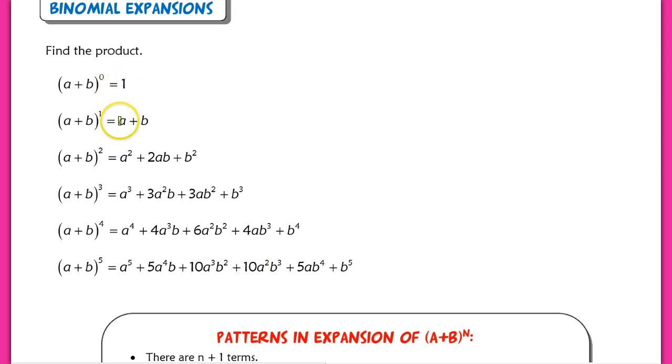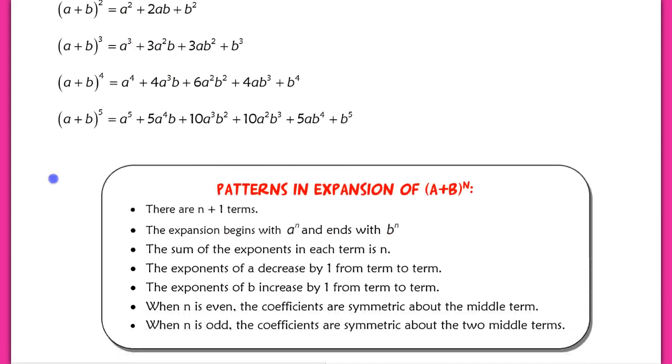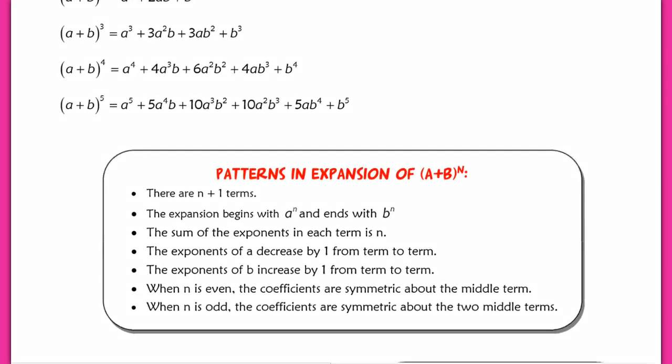Now, when you look at the patterns that occur in the expansion of a plus b to the n, you're going to notice that there are always n plus 1 terms. So something like a plus b to the 5th is going to have 6 different terms. The expansion begins with a to the n, and it ends with b to the n, and the sum of the exponents for each term has to be n. So in other words, each of these adds up to 5. So we have a to the 5th power, here we have 4 plus 1, here we have the 5th power again, 2 plus 3, 1 plus 4, and really it's a to the 0, b to the 5th to give you 5 again.